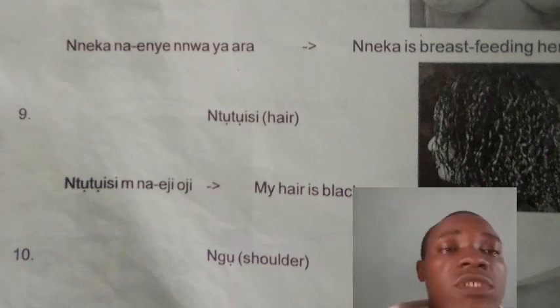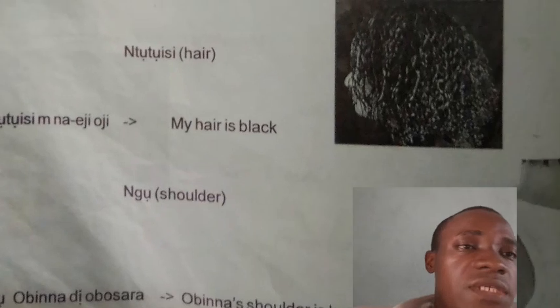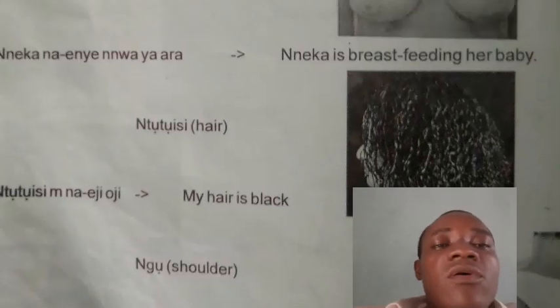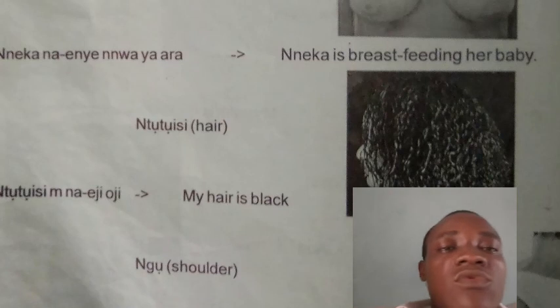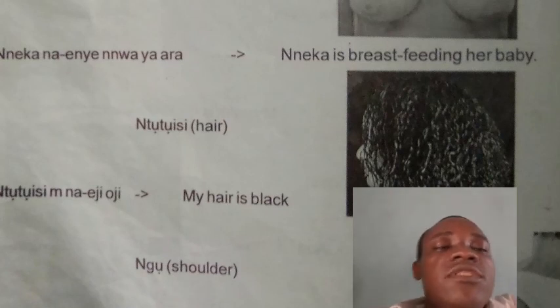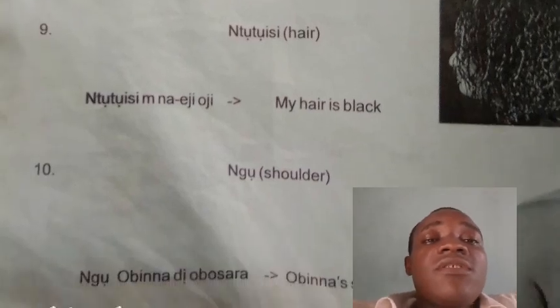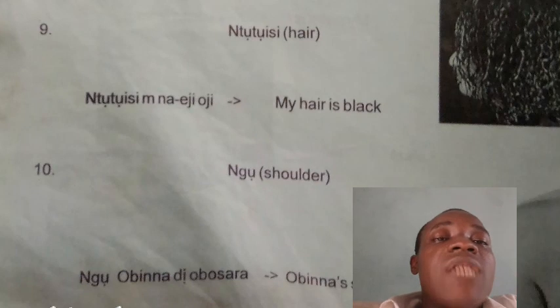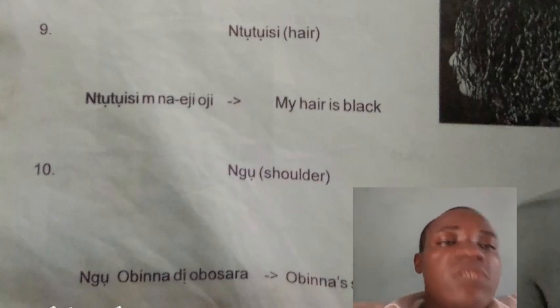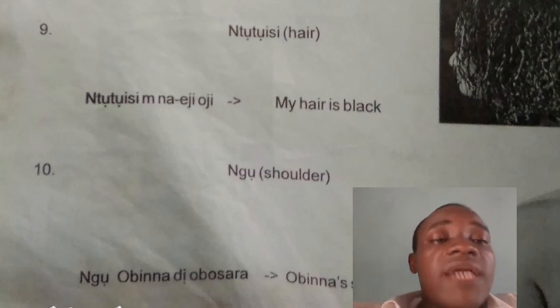Okay, let's do another one, which is what? Hair. So you can see the hair. Look at that human hair. Okay. Hair in Igbo means ntutu isi. Okay. Let's make sentence with that. Ntutu isi m na-eji oji. The English format is my hair is black.